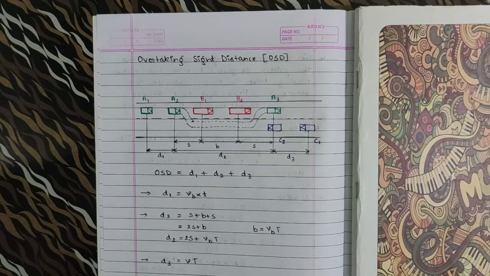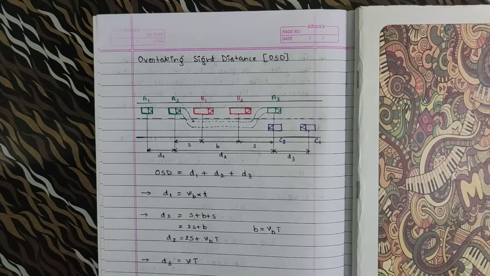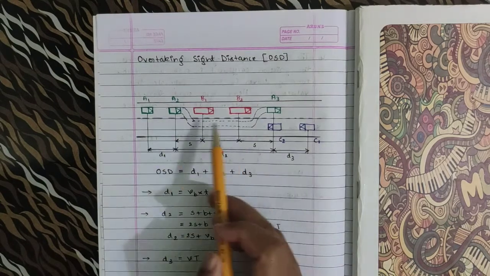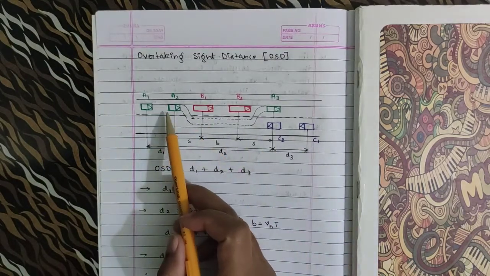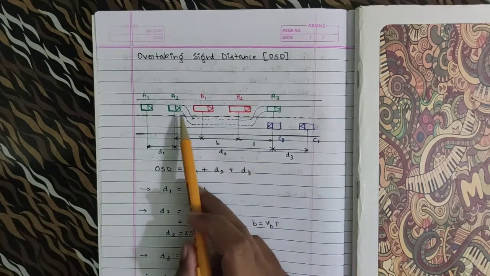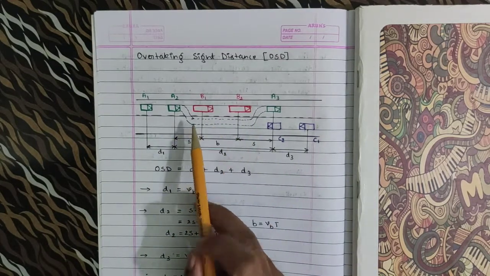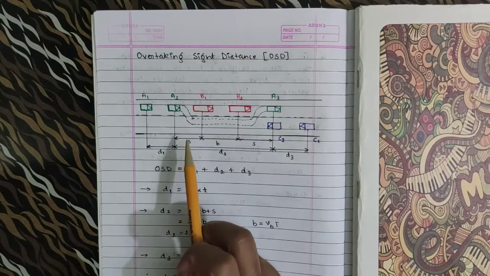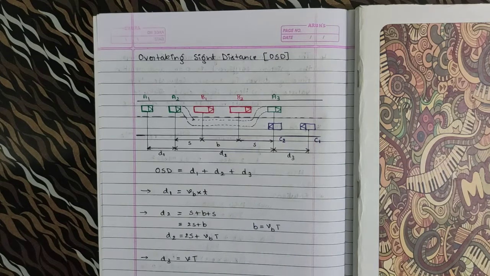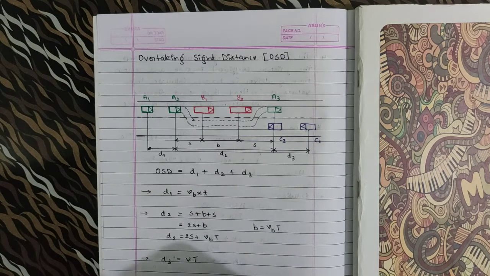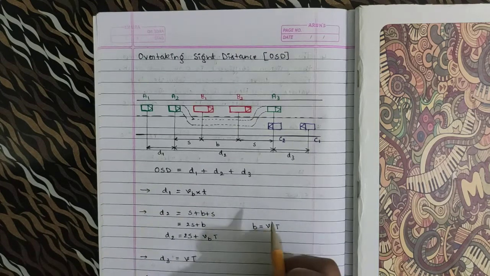Before getting into this, we should know what overtaking sight distance is. It is not needed at all if the speed of all the vehicles moving on the road is the same; there is no need for overtaking, and hence no need for overtaking sight distance. But in India we have mixed traffic, that is, slow moving vehicles as well as fast moving vehicles. So the fast moving vehicles tend to overtake the slow moving vehicles, isn't it?